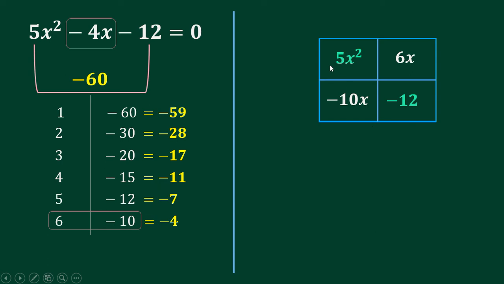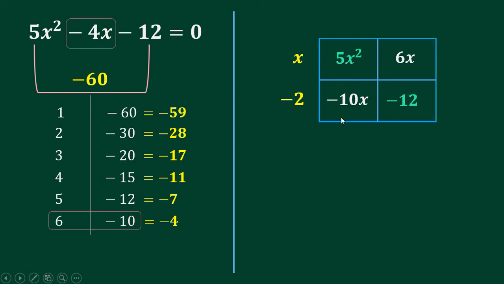So let's have this first row. 5 and 6 are divisible by 1. Since we have x in every area, so 1x, or simply x. Then on this row, negative 10 and negative 12 are divisible by 2. Since both are negative, this one is negative 2. No x, because 12 has no x.